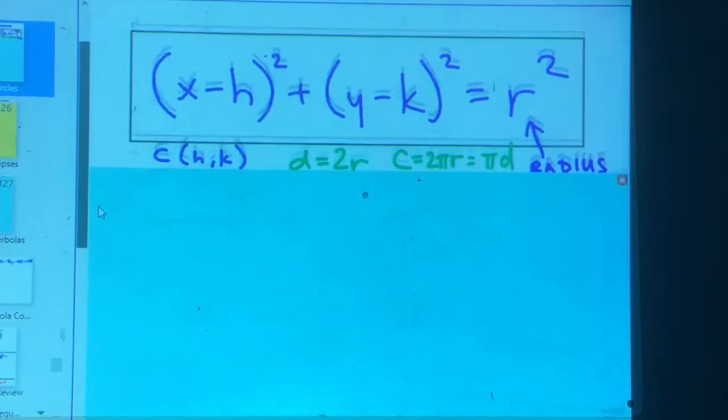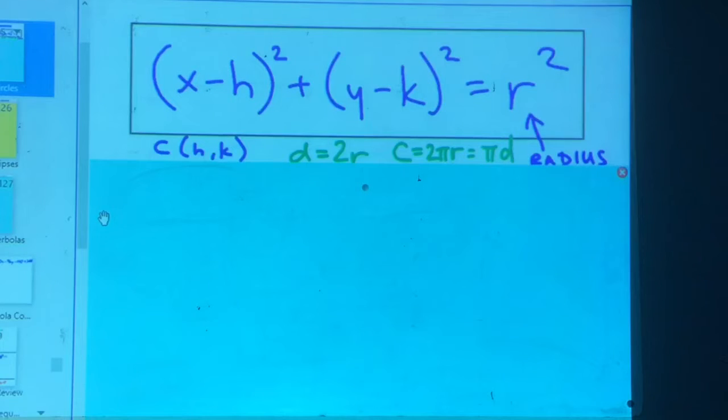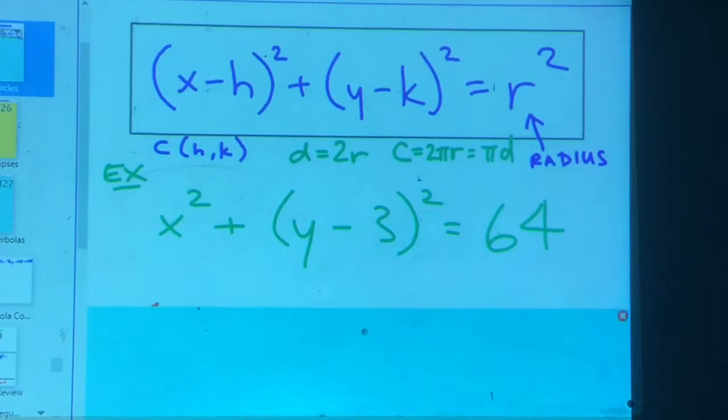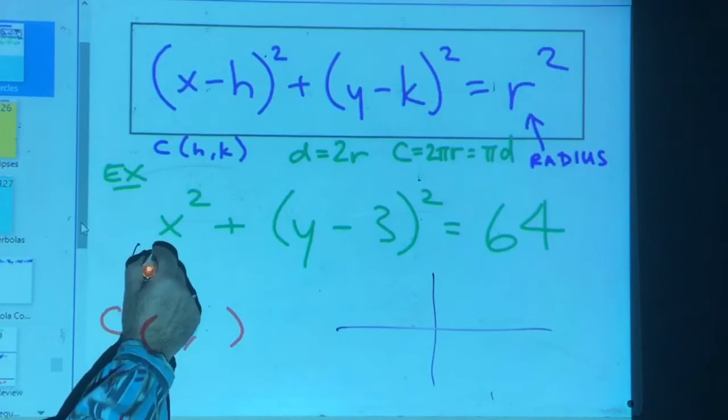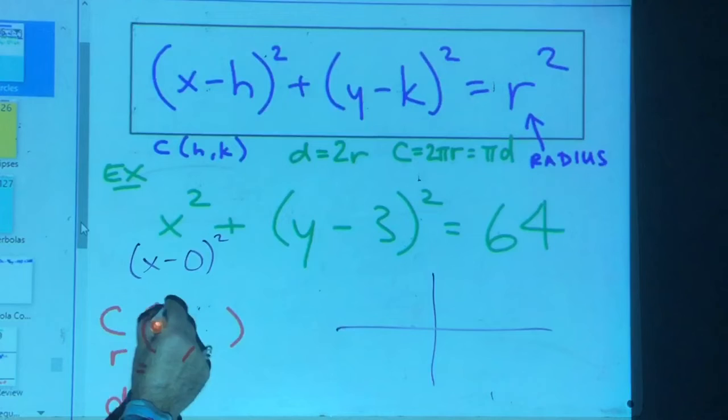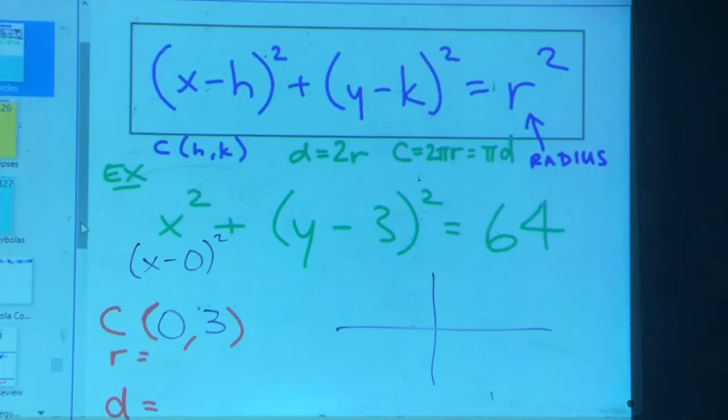Okay, so we're just going to do two things today. We're going to sketch one, and then we're going to take a sketch and write an equation for it. So let's begin with this one. Our goal is to sketch it. We're going to look for the center, which is located at (h, k) once again. Notice if there's no parentheses here, then we're looking at 0 for h in this case. Over here, we see the -3, which means k is positive.